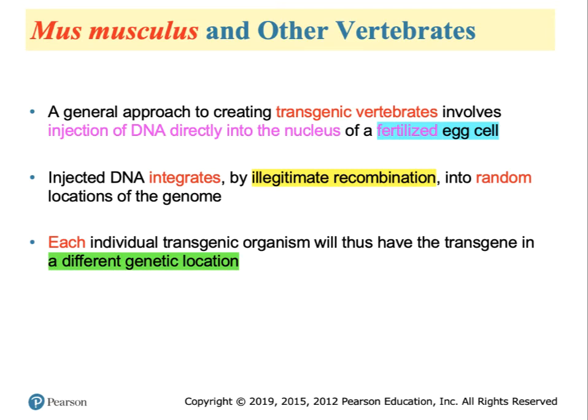of transgenic studies. A general approach to creating transgenic vertebrates involves injecting DNA directly into the nucleus of a fertilized egg cell, one that has been fused with a sperm. This injected DNA then integrates by the illegitimate recombination process into random locations in the genome. Therefore, each individual transgenic animal will have a transgene in a different genetic location.